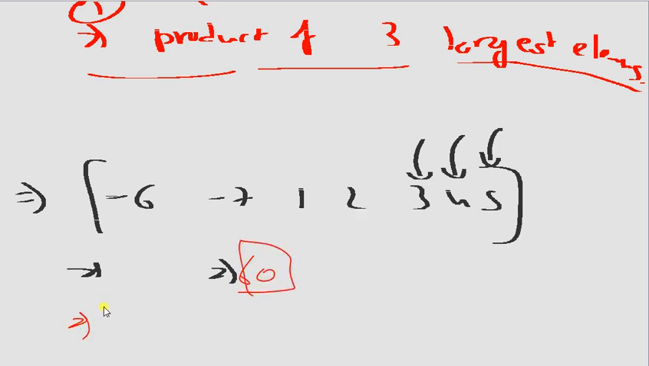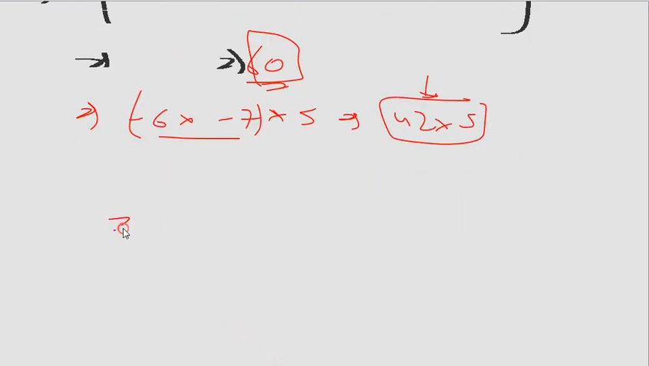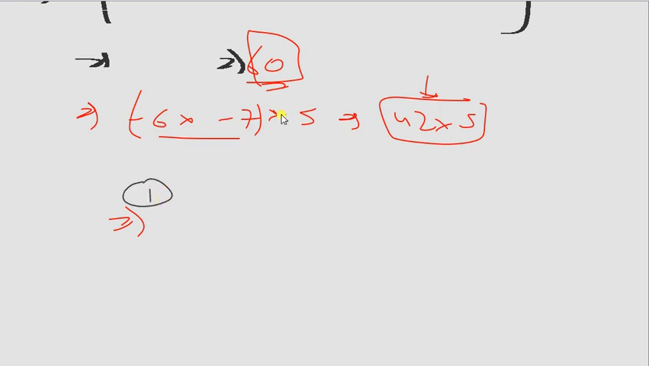And you will say, no man, it's wrong. Why don't you try minus 6 into minus 7 into 5, which is 42 into 5, and 42 into 5 is surely going to be greater than 60. Then I will say, oh my god, I'm missing one more case. The second case that I can have is if I have an array containing negative values as well.